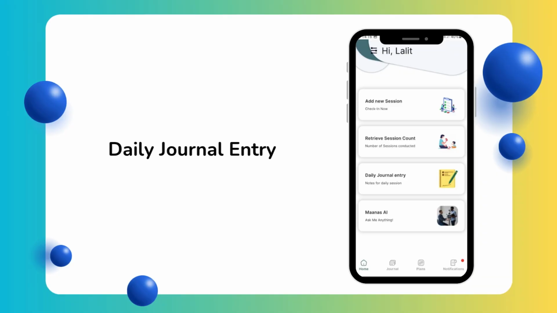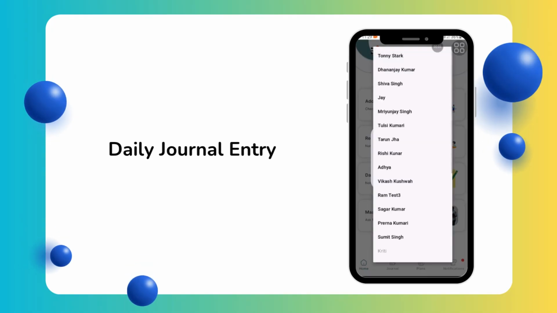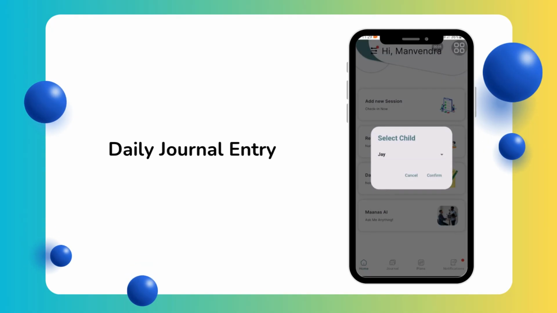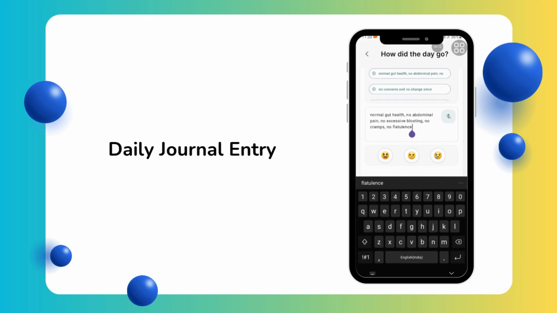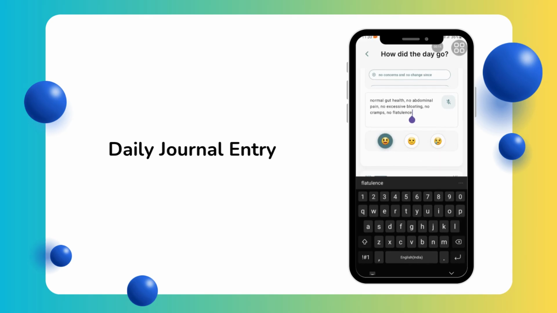Tap Daily Journal Entry on the home screen. Select the child from the drop-down menu and press Confirm to proceed. Choose from predefined responses or write a custom note for the child's gut health. Select an emotion icon that reflects the child's health.